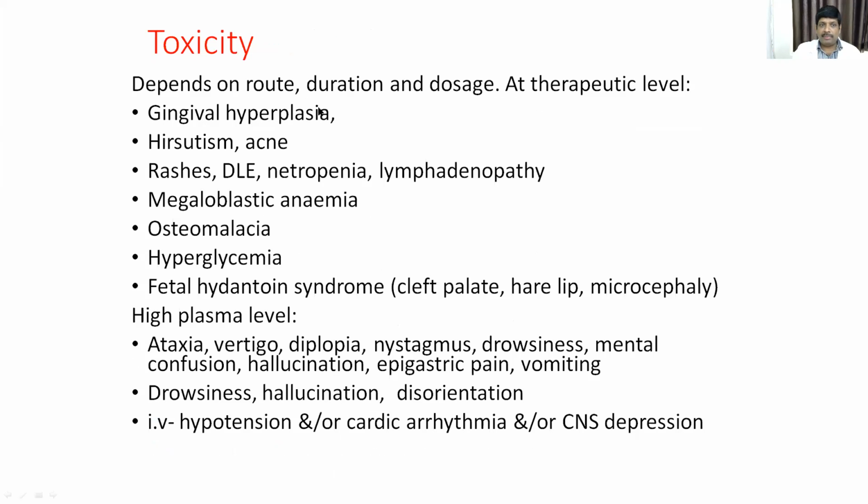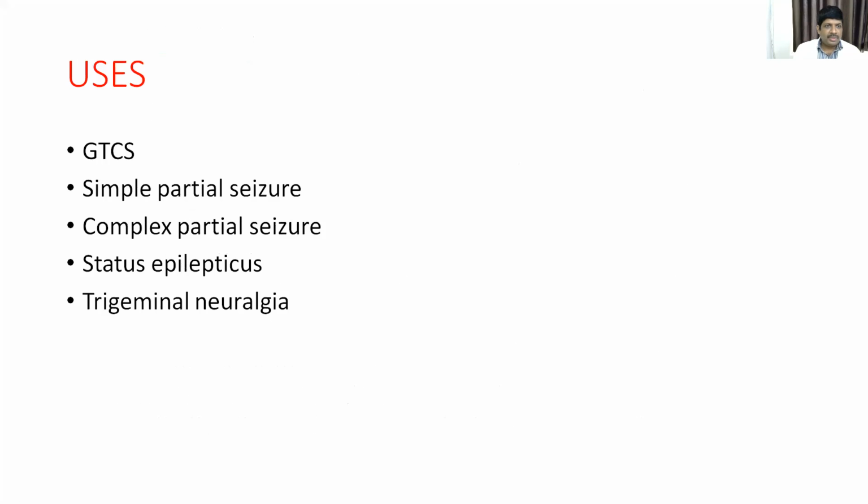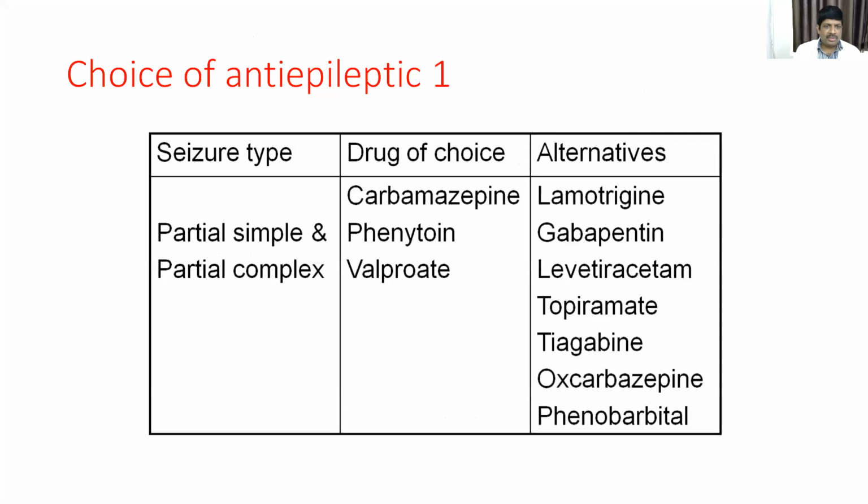Toxicity, so you should remember the toxicity: gingival hyperplasia, hirsutism, rash, then neutropenia, osteomalacia, hyperglycemia, fetal head and neck syndrome, cleft palate, cleft lip, macrocephaly. At high plasma level, ataxia, vertigo, diplopia, nystagmus, drowsiness, mental confusion, hallucination, and disorientation can be seen. Intravenously, if it is given, hypotension may be seen, or cardiac arrhythmia or CNS depression. So I'll not touch upon these things.